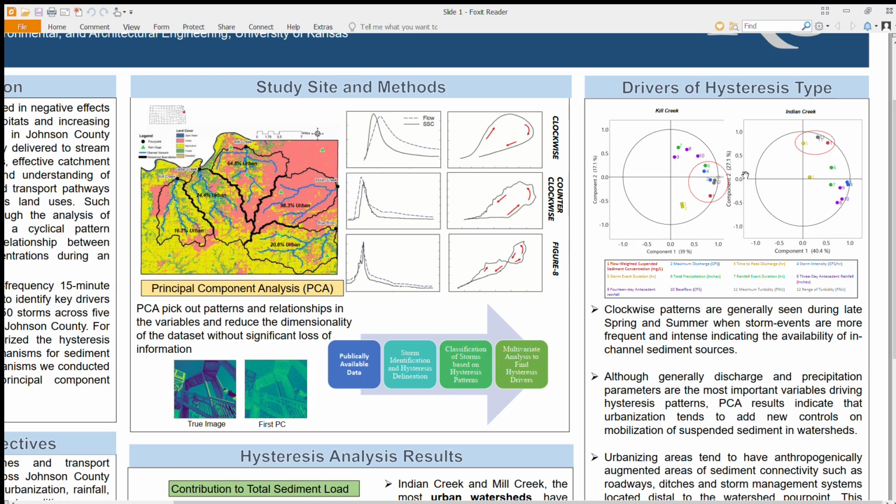However, for Indian Creek, we can see that new variables are playing important roles, like number 5, which is storm event duration. This is showing that basically urbanization is also changing the controls on sediment transportation to our streams. It is adding new controls on sediment transportation. So the two important effects of urbanization are, first, they add new controls on sediment transportation, and they change the location of sediment sources. Sediment sources tend to become more distal for urban watersheds.